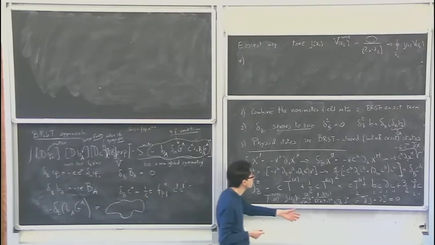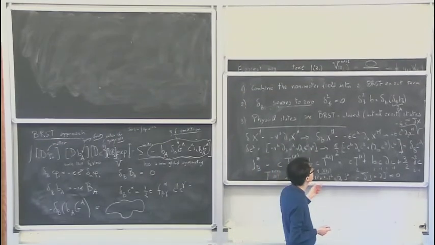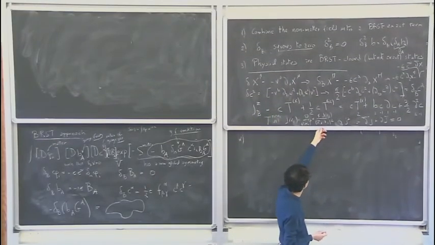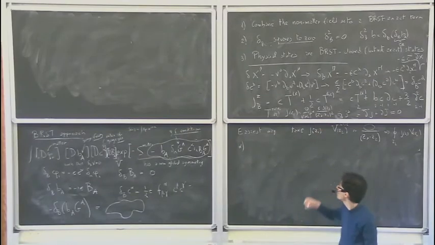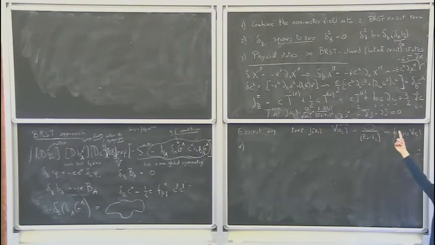So you can use the same language here, and a fancy way of saying it is that the physical states are the BRST cohomology, the cohomology of the BRST charge, right? So they are the set of all states that are closed, but the difference is exact, and any of those representatives is equally good.